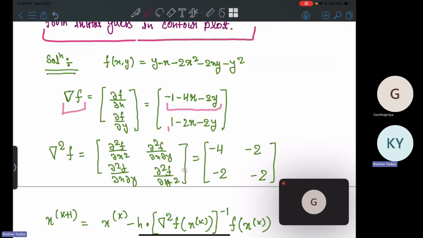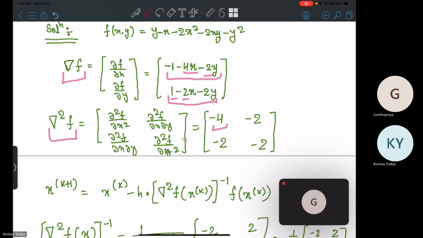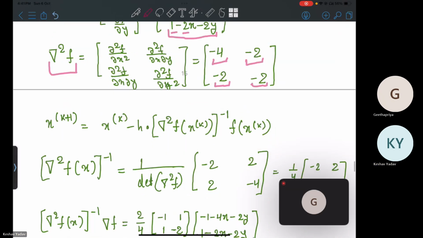So just to show you, this is my gradient. You do the derivative of it: minus 1 minus 4x minus 2y, and in the second row it will be minus 1 minus 2x minus 2y. Similarly, if I find the Hessian, that will equal minus 4, minus 2, minus 2, minus 2. So this is what we want to do. X at the k plus 1th iteration will be equal to x at the kth iteration minus some h multiplied by the inverse of the Hessian, multiplied by the gradient at the kth iteration.